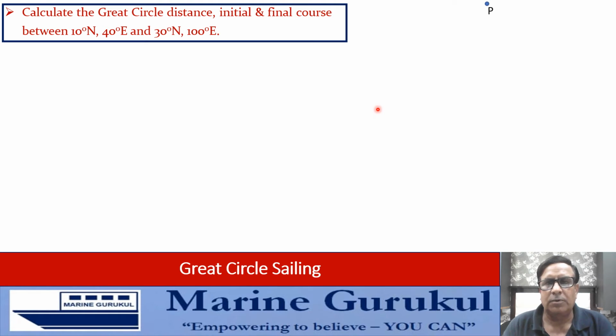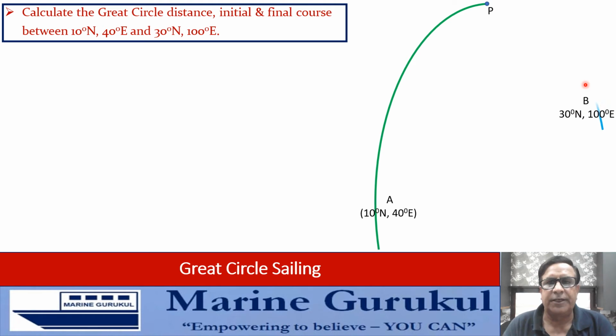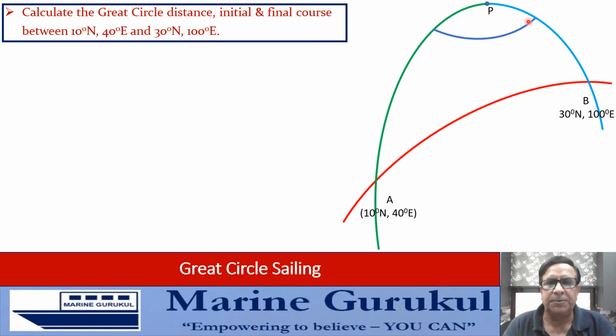Here is the north pole. Then we mark off position A here, and position B to the north and to the east of it. We draw the meridians of A and B. Now we have this angle at P, which is the D long between A and B. Now we draw the GC track from A to B. This represents the GC track from A to B.